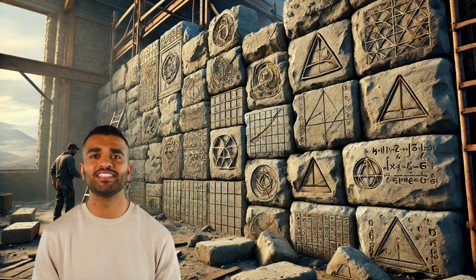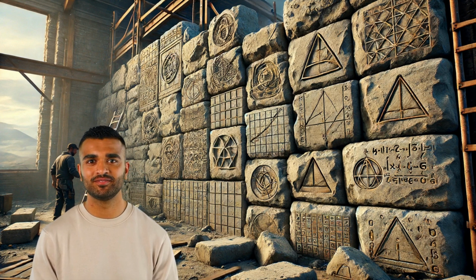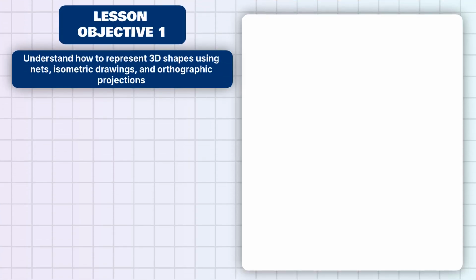Understanding the different representations of 3D shapes helps us visualize and solve three-dimensional problems by simplifying them into familiar 2D views. Additionally, understanding cross-sections is critical in fields such as engineering and architecture. Let's get started understanding the different representations of 3D shapes.